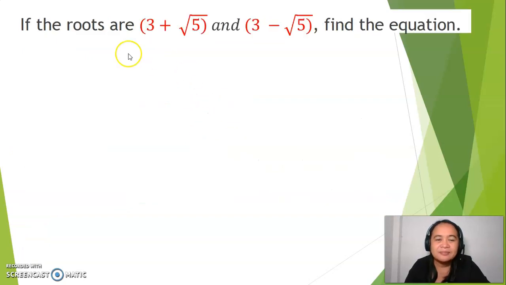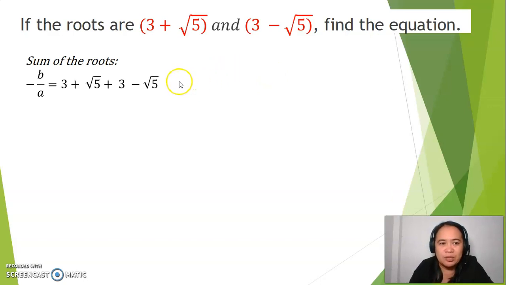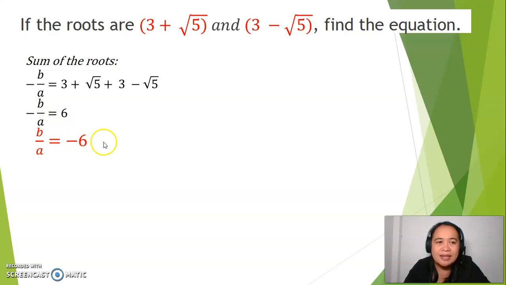Another example. Now in this case, the roots are quantity 3 plus square root of 5 and quantity 3 minus square root of 5. Now take note, the roots here are already binomials. So it's best to use method 2. So with this, let's identify the sum of the roots, in which it's 3 plus square root of 5 plus 3 minus square root of 5. So with this, 3 plus 3 is 6, and square root of 5 minus square root of 5, we can cancel this. So negative b over a is 6, or basically, b over a is negative 6.